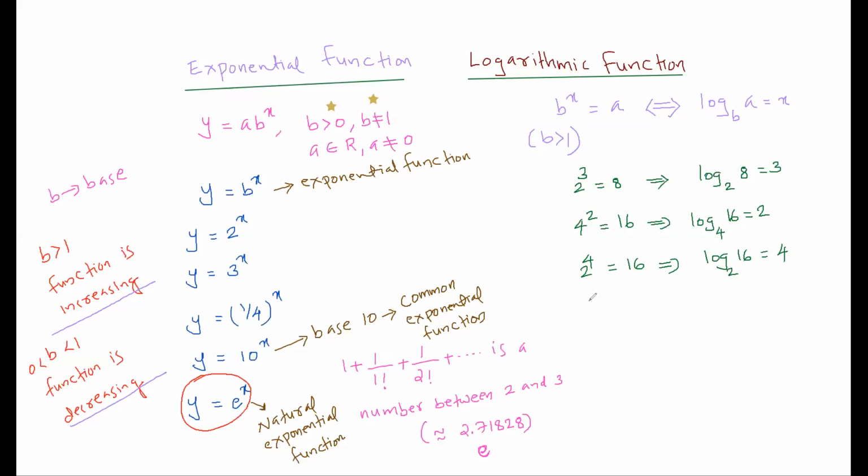See, like 5 to the power -1 is equal to 1 by 5. So we can say logarithm of 1 by 5 to the base 5 is equal to -1. Or 7 to the power 0 is equal to 1. So we can say logarithm of 1 to the base 7 is equal to 0.